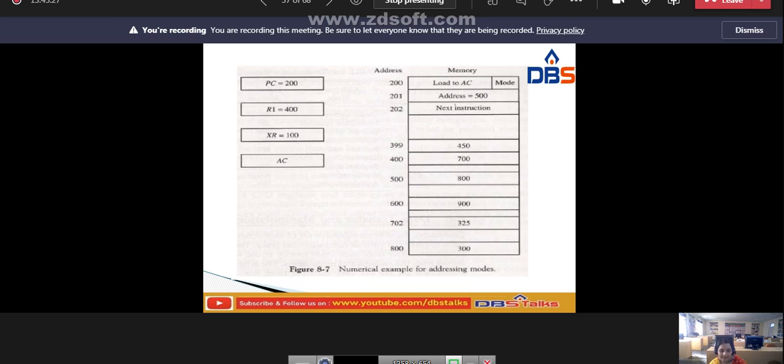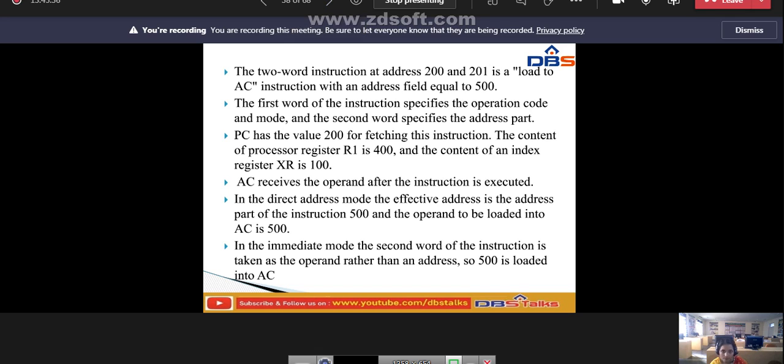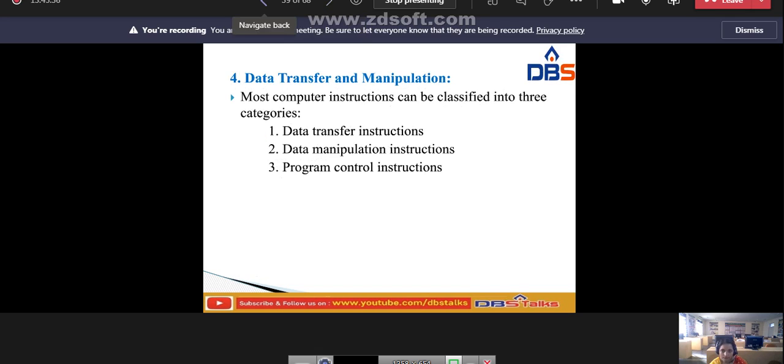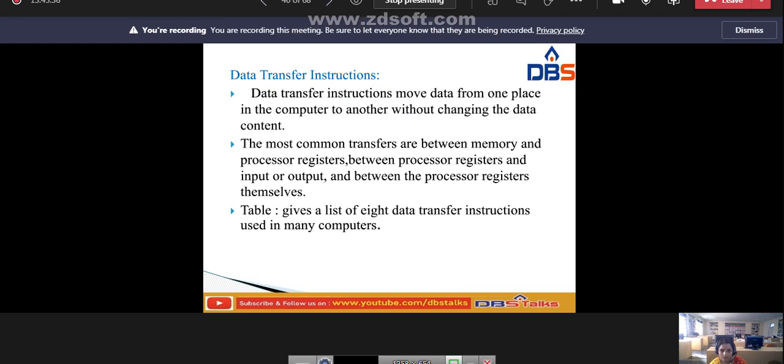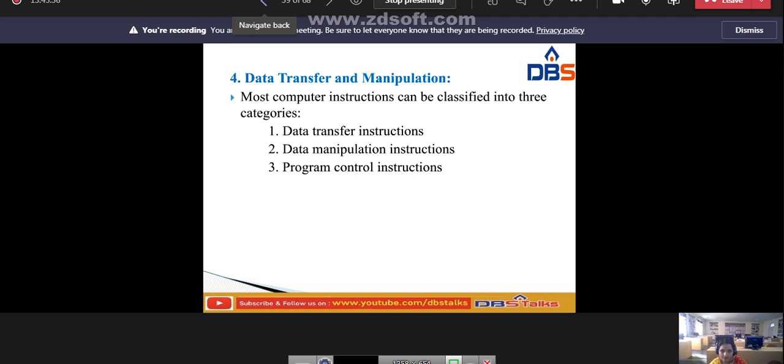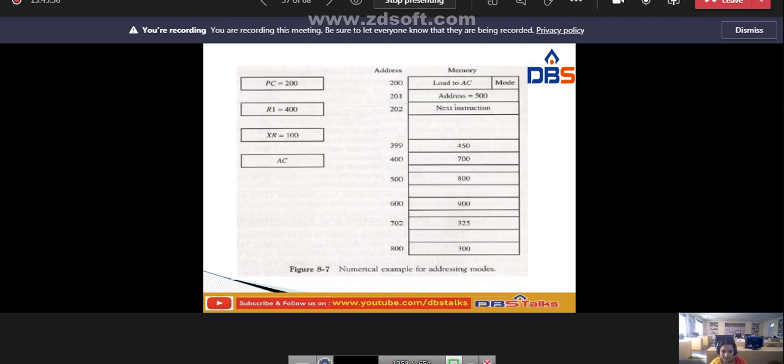Okay. So, in this table we have the effective address and the operand loaded in the accumulator AC for the nine addressing modes. This is the table. Nine addressing modes. So, next coming to data transfer and manipulation.